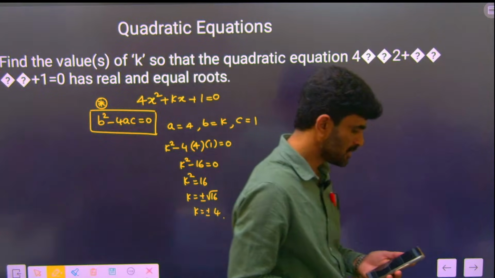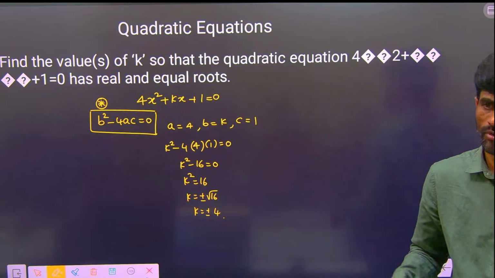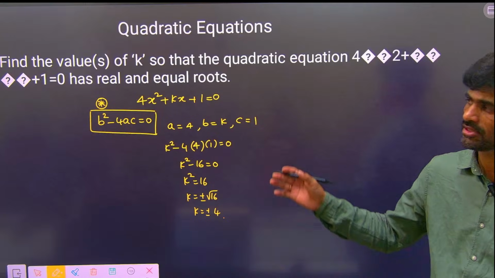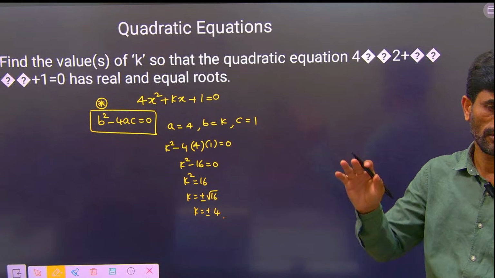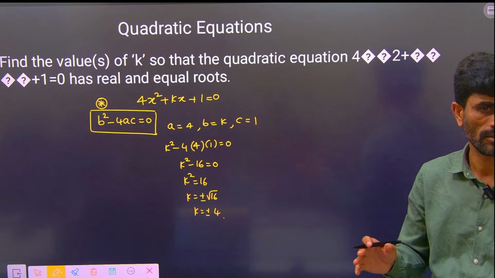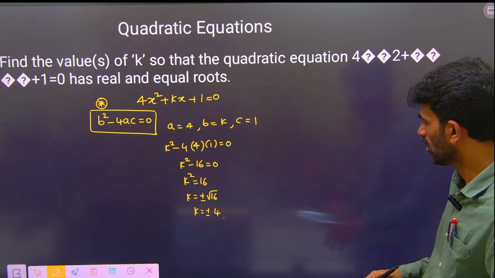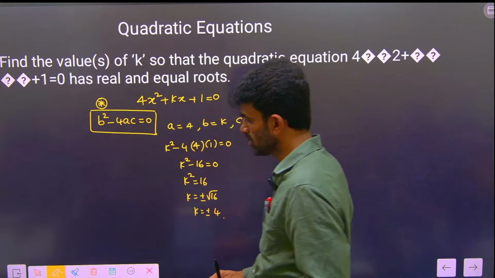You may get this type of question for objective or sometimes subjective also, but subjective will be a little lengthy. The same method we have to follow, but the a, b, c values will be big. You have to simplify carefully and then find the values that they are asking to find. Next one.